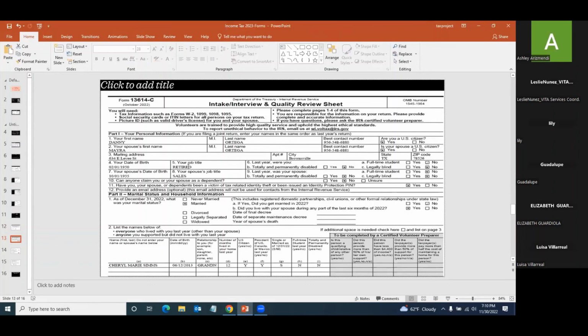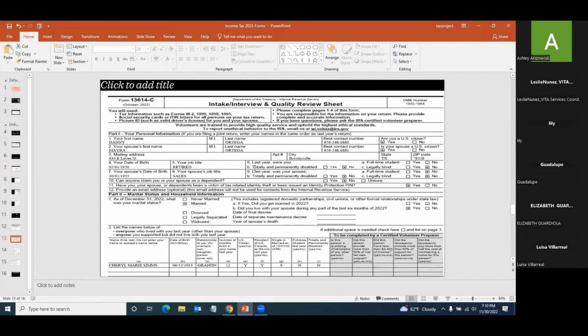Also the mailing address, because sometimes these clients tend to leave this information blank and we have to be calling them, and we don't want to be doing that. So if you're working on the intake, make sure that all this information is on there before even giving the tax preparers the intake form and the documents. Make sure that everything is there.